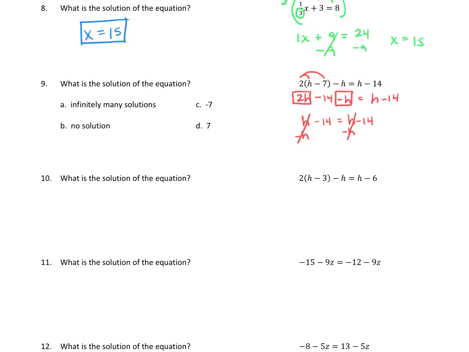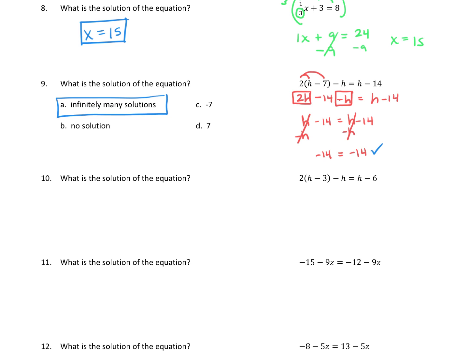What we do is we carry down the numbers that are left in our equation. We have a negative 14. Here's our equal sign, and then a negative 14. Is negative 14 equal to negative 14? If that's true, that means solutions exist. And how many? There's an infinite number of solutions. So infinitely many solutions.